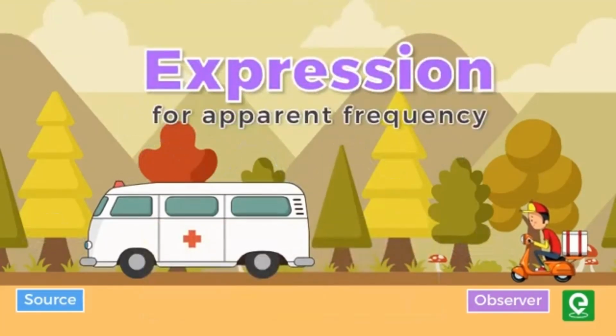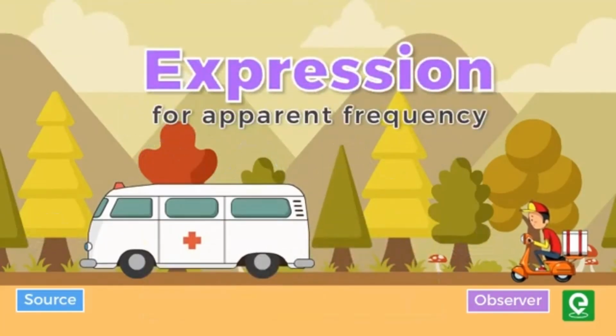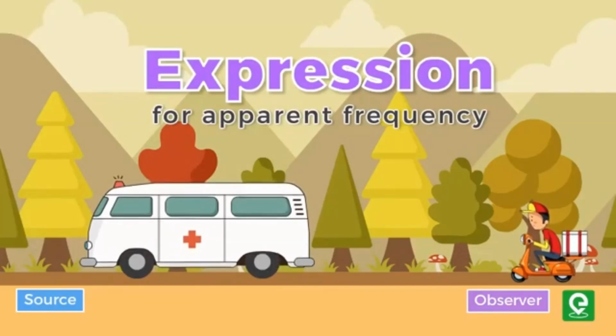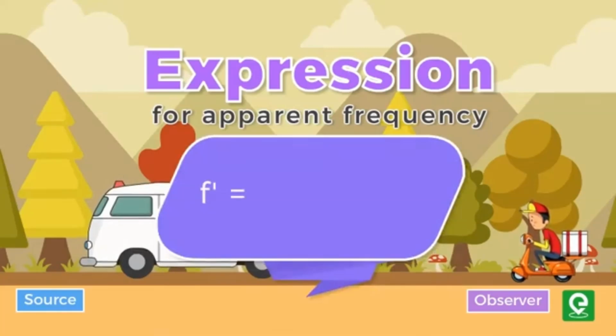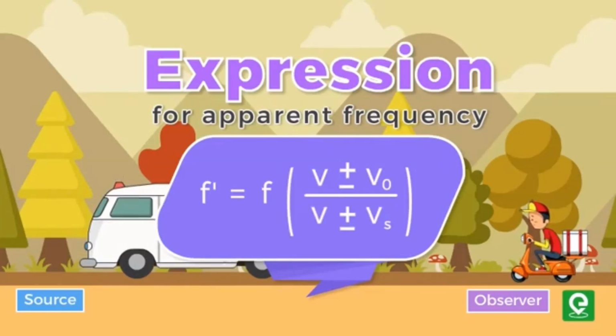Now looking at the expression of apparent frequency given in this formula, we can easily develop a general relation for finding the apparent frequency heard by a moving observer due to a moving source, that is, f dash equals f into (v plus or minus v naught) whole divided by (v plus or minus vs), where the sign can be determined using relative motion between the observer and source.